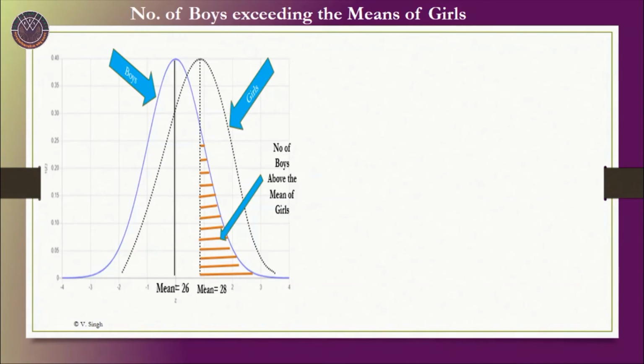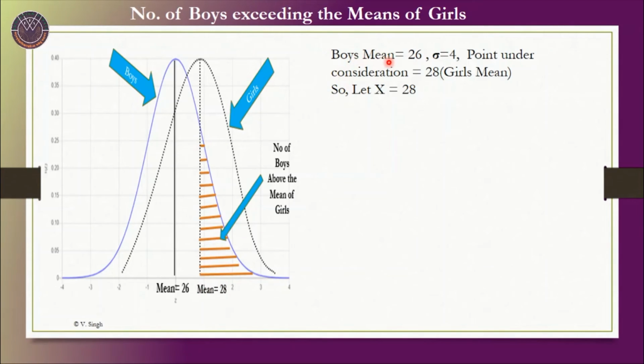So we will solve the first part of the problem, that is number of boys exceeding the mean of girls. So this is the question under discussion. The first part, we have to find out the shaded portion, this orange part, that number of boys having score above this point, that is 28. So let us solve it. Boys mean equal to 26, sigma is 4. Point under consideration is 28, that is girls mean. So when x equal to 28, we can have the z score as 0.5 sigma.